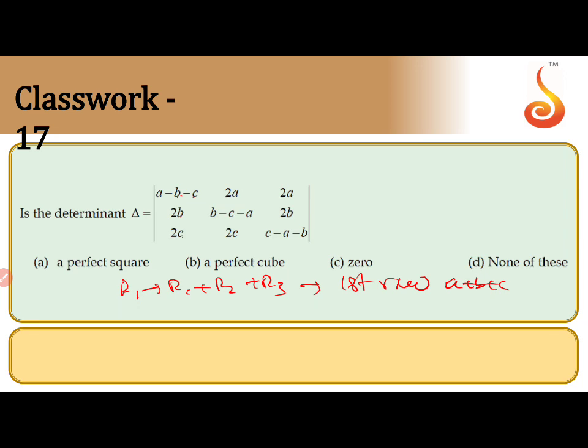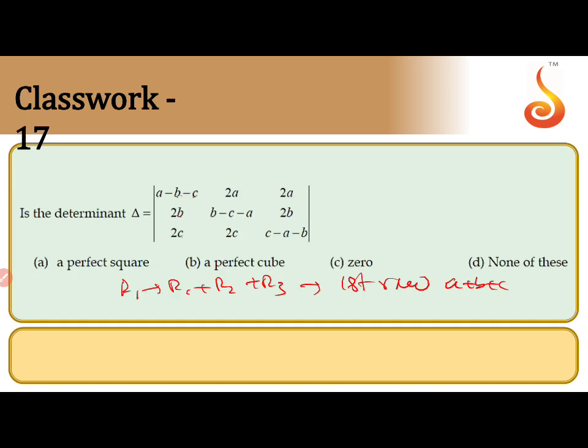So I will do it on the next page. You can easily understand this question. The first row is a plus b plus c. I will take it directly common. After applying, the first row becomes a plus b plus c, you can take common 1 1 1. Next, the second row is 2b, b minus c minus a, 2b. Next, 2c, 2c, c minus a minus b.